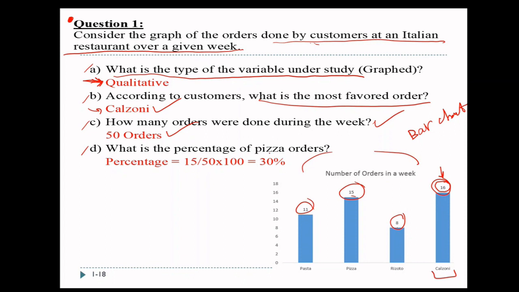What is the percentage of pizza orders? How many pizza orders here? 15. 15 over the total 50 times 100, which is 30%. Okay. This is a question.